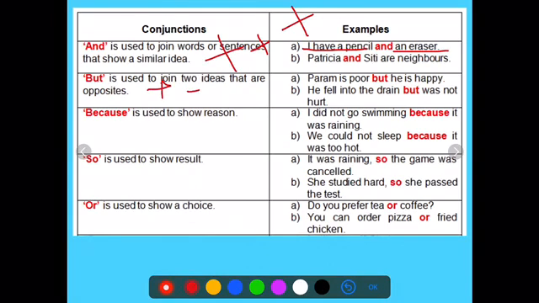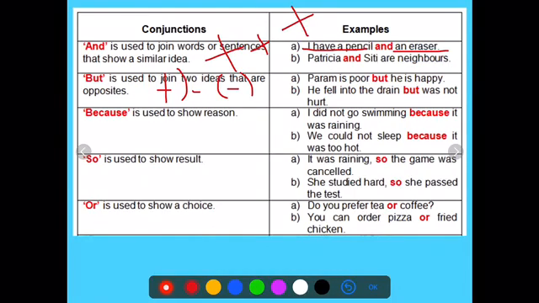Now, but is used to join two ideas that are opposite. This is a positive plus a negative. Positive plus a negative sentence. And the reason I say negative is because the second idea that you are going to join together is going to be negative. For example, Param is poor, but he's happy. It can be the first or the second idea, the one that is negative. In this case, Param is poor is a negative idea, but he is happy is a positive idea. Even though he's poor, he's happy.